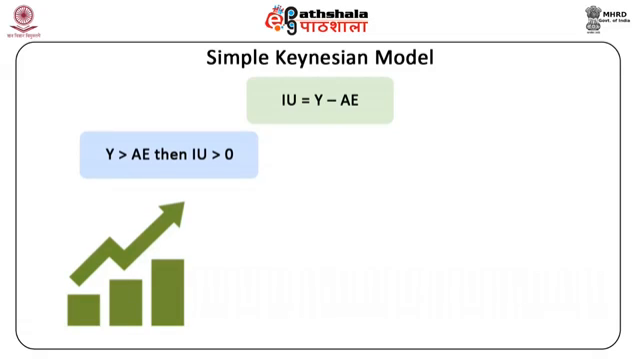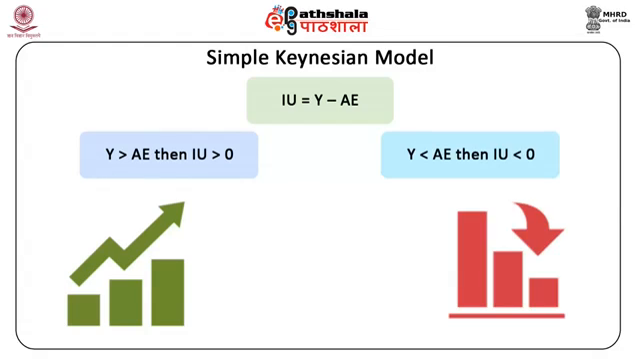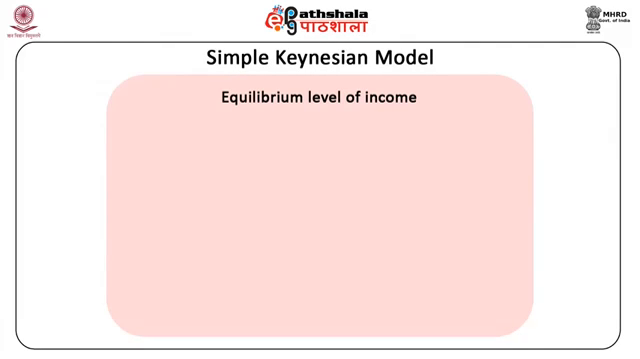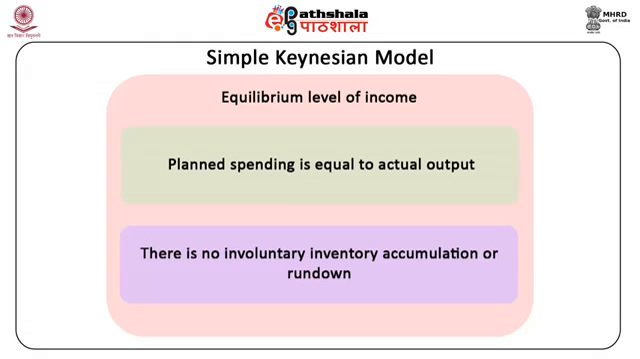When output is greater than demand, there is unplanned inventory investment, and when output is less than demand, there is unplanned inventory disinvestment. Output is at its equilibrium level when Y equals aggregate demand. The equilibrium level of income is the level of income or output at which planned spending is equal to actual output, so that there is no involuntary inventory accumulation or rundown.